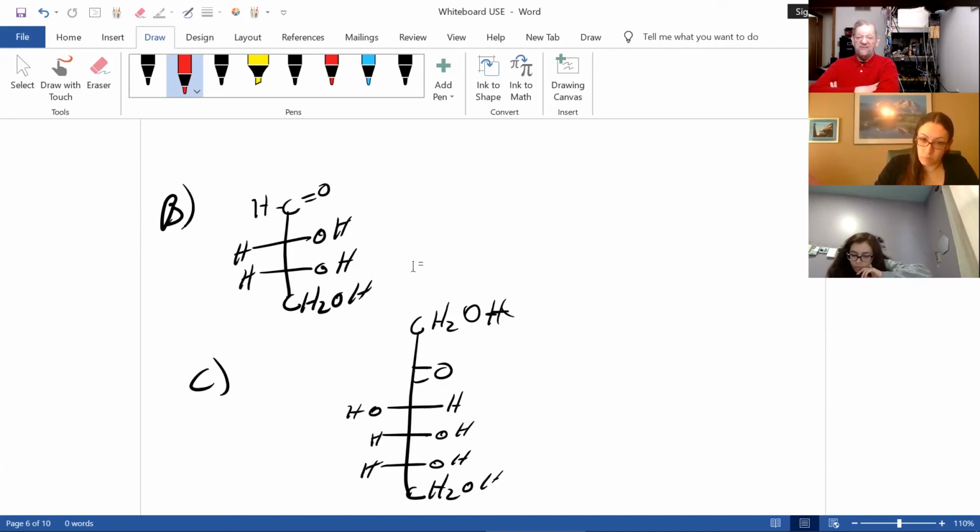Remember, enantiomer, non-superimposable mirror image. Asking you, draw the mirror image.